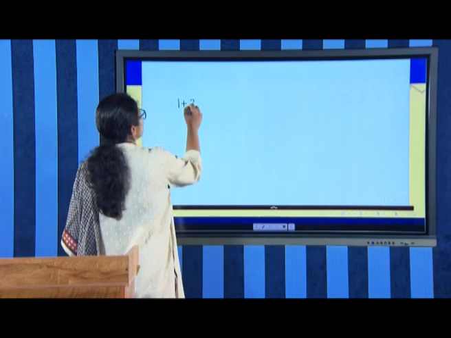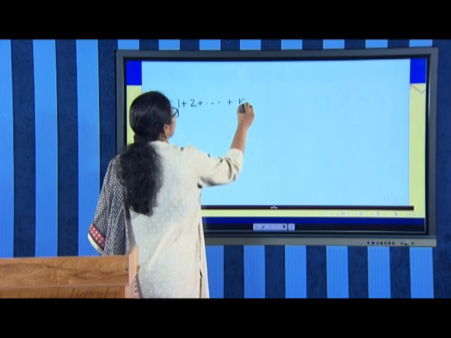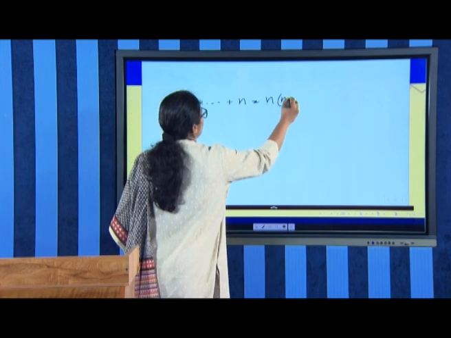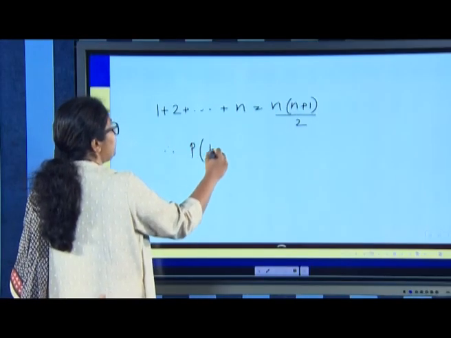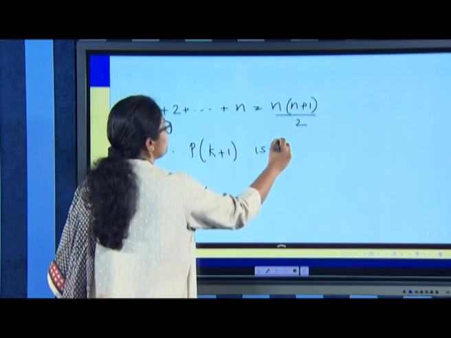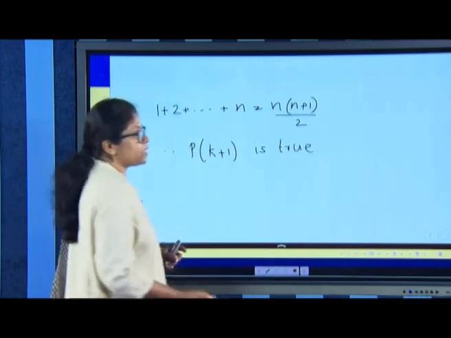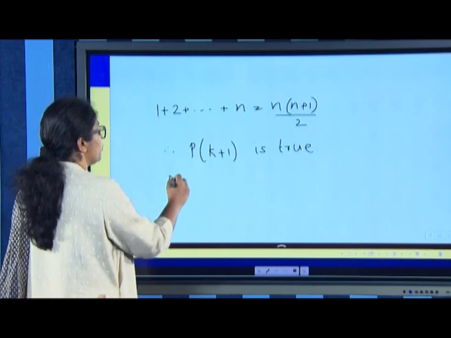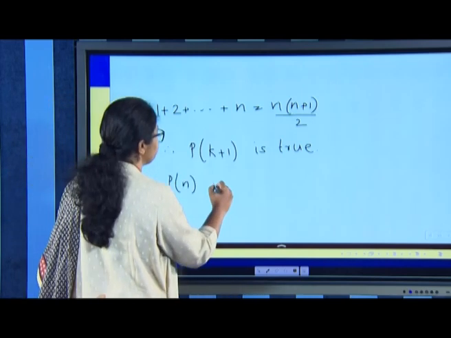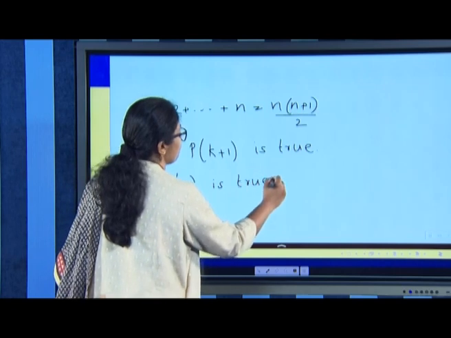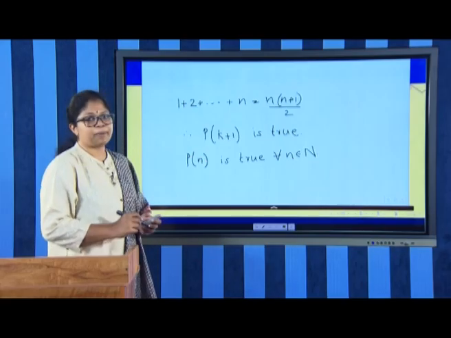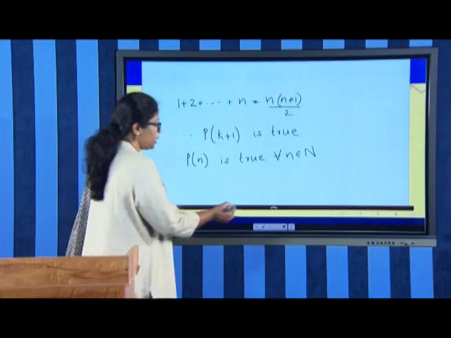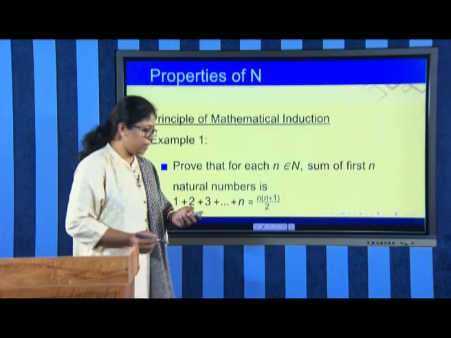which is the same as the question: 1 plus 2 plus etc. up to n is equal to n into n plus 1 upon 2. Therefore, P of k plus 1 is also true, and hence by mathematical induction P of n is true for every natural number n. So, this completes the first question. Now, we can move on to the next problem.